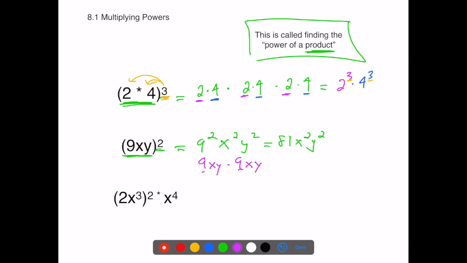And 9 times 9 is 81. x times x is x squared. And y times y is y squared. So either way you think about it, if you expand it or just apply the rule, you're going to end up with the same answer.